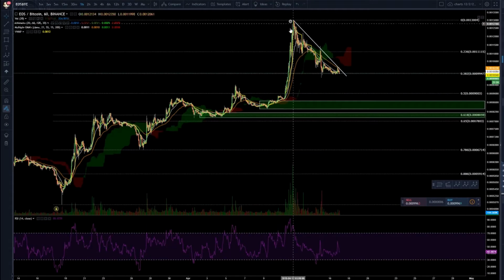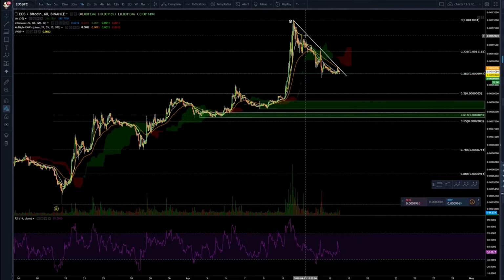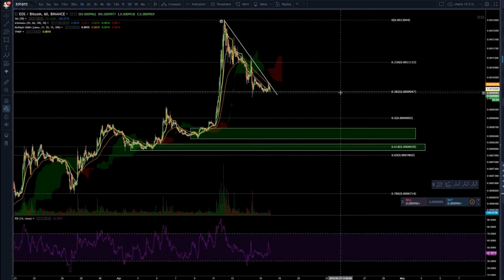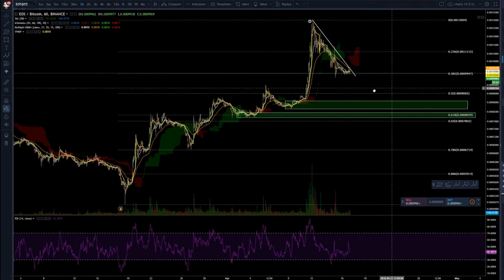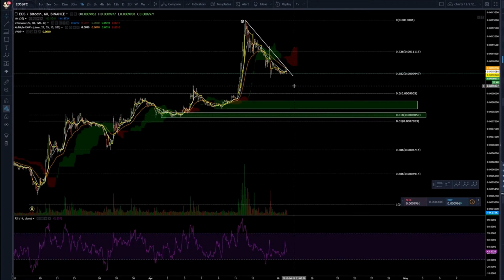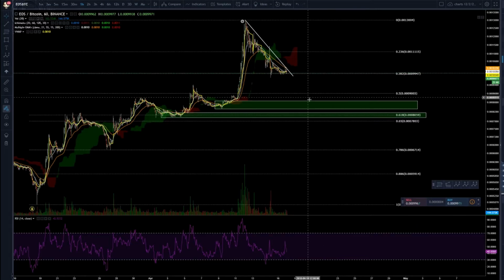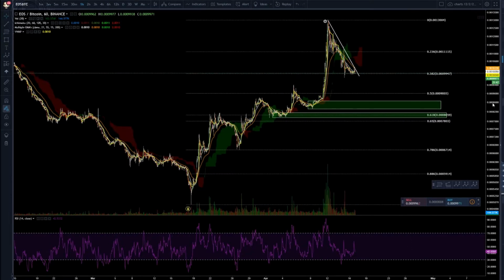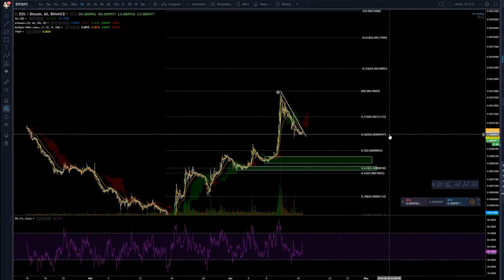Everyone got their EOS DAC, like I said, from the airdrop. After that, they dumped it, right? So that's how it goes usually with airdrops, guys. But there's nothing wrong with the coin fundamentally. So it will just pick up here again and try to go for that next run. So where's that next run gonna go, right?